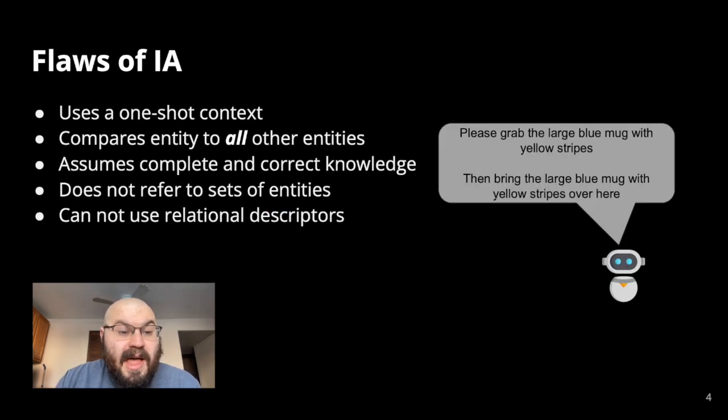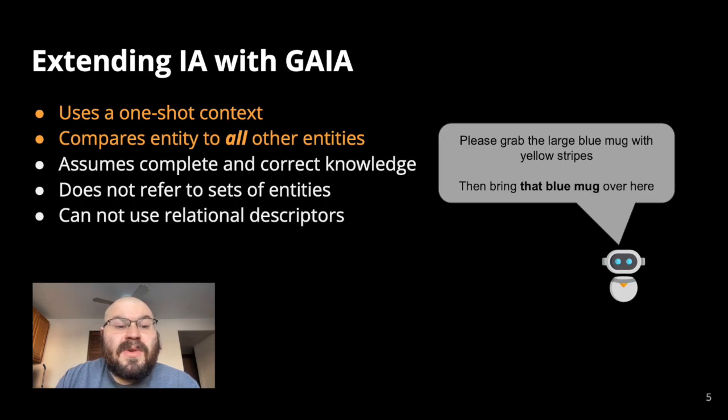However, the incremental algorithm has some major flaws, which limits its viability for modern HRI applications. One of the biggest issues is that IA assumes a one-shot setting and does not adjust attribute selection for repeated entities. Additionally, IA assumes that all entities are equally relevant and will distinguish a target from all other entities regardless of relevance. In this work, we present GAIA, which utilizes a cognitive model of entity relevance to address IA's issues with both the one-shot context limitation as well as the comparison to irrelevant entities in the environment.